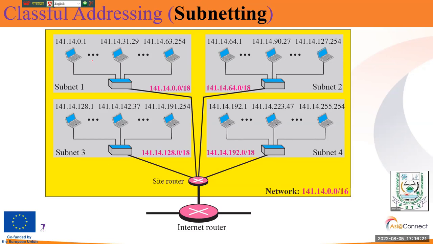This is subnet one, 141.14.0.0/18. You may ask: the starting address is /16, but the subnetwork address is 141.14.0.0/18, so how can we make it? We'll discuss it later. Subnet two is another block, and likewise subnet three and subnet four. So with these four subnets, we have divided one network into different networks. How can you divide one network into four? Okay, so we need to explore this splitting, or subnetting.